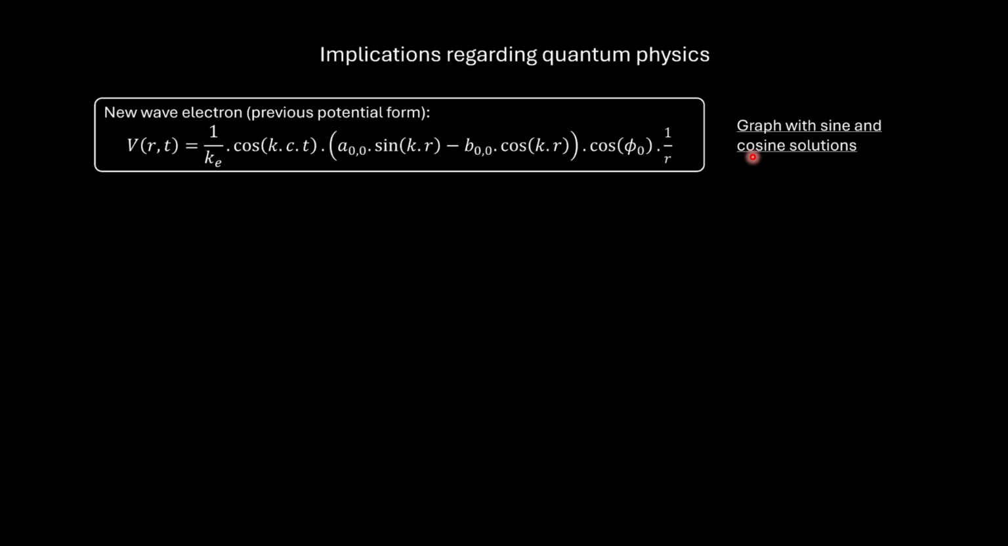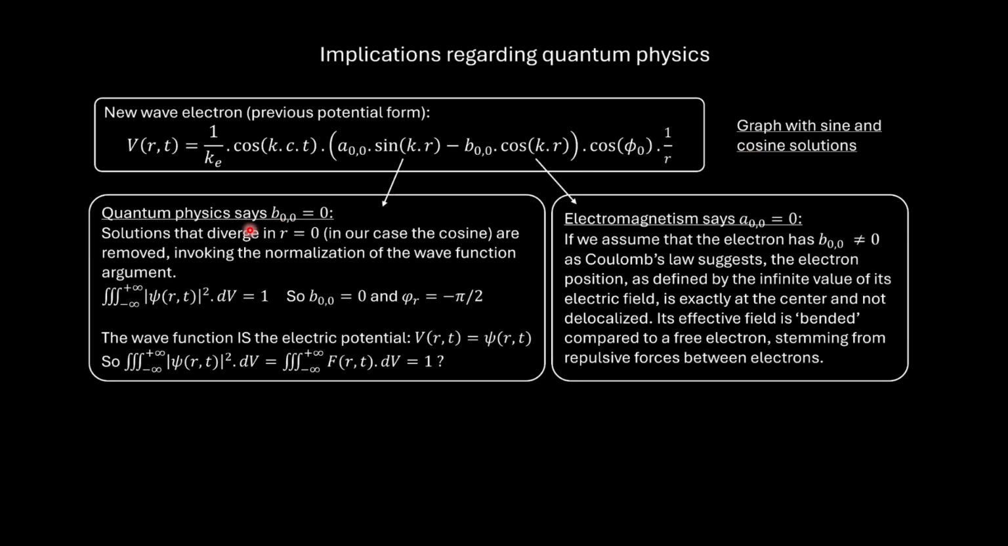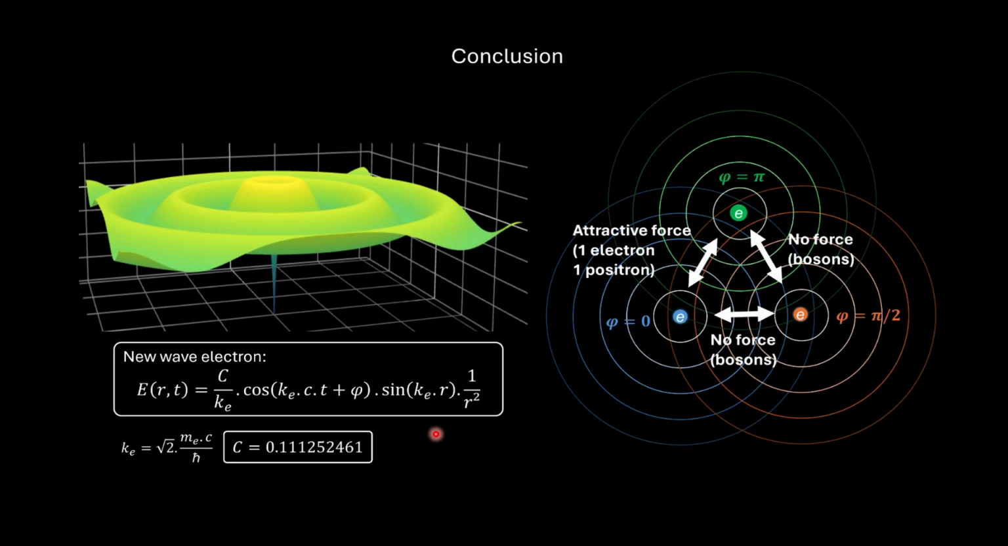Now quantum physics generally gets rid of the infinite value, invoking the normalization of the wave function argument. But the wave function is the electric potential, so the renormalization actually means the integral of the force should be finite. It seems reasonable. Now electromagnetism says that yes, the electron field goes to infinity, and that's okay. Experiments will tell us which one is right, but until then I prefer the quantum physics version. So we've seen the new rewritten electron electric field and what its implications are.